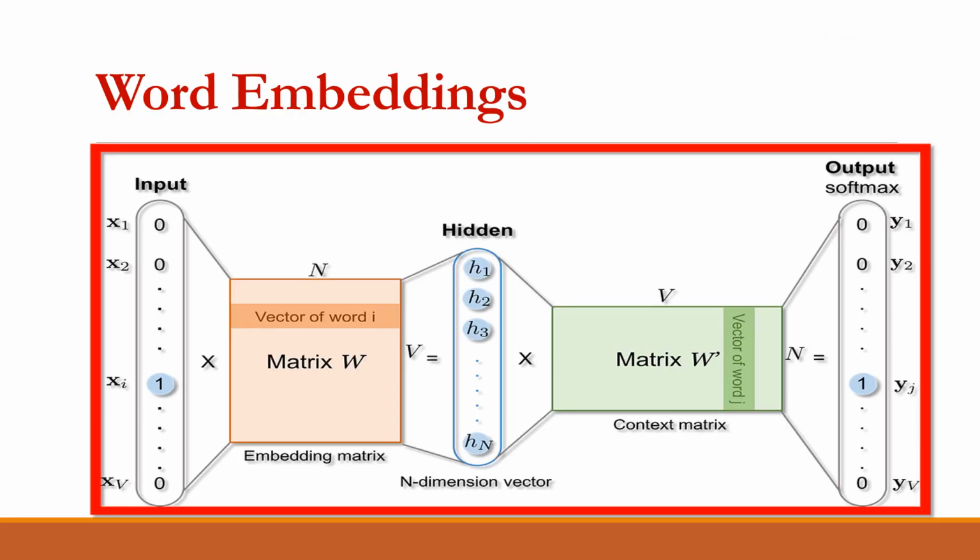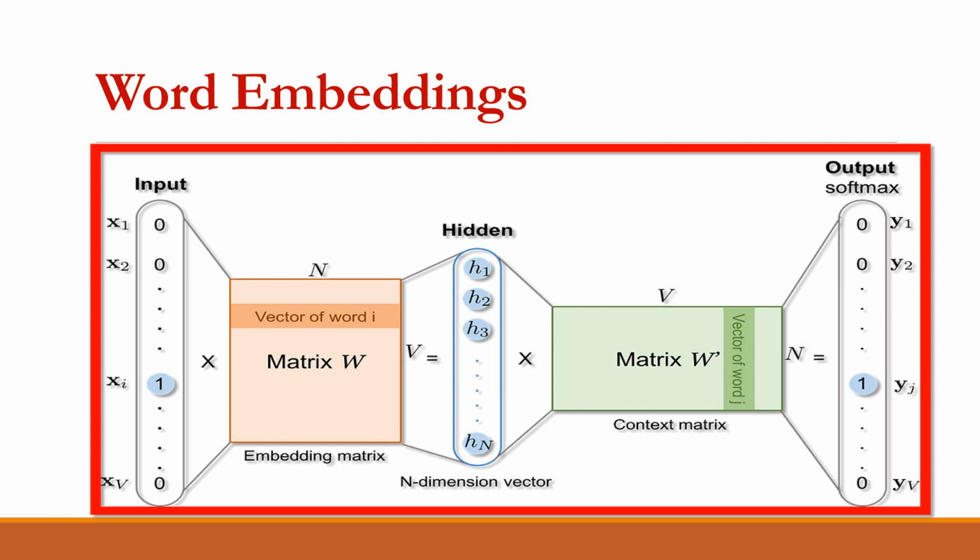Now, word embeddings are a way to represent words in a way that captures their meaning and relations with other words in a language. They're used in natural language processing tasks such as text classification, machine translation, and question answering. Imagine that you have a large collection of text documents and you want to analyze them to understand the meaning of different words and their relations with each other.